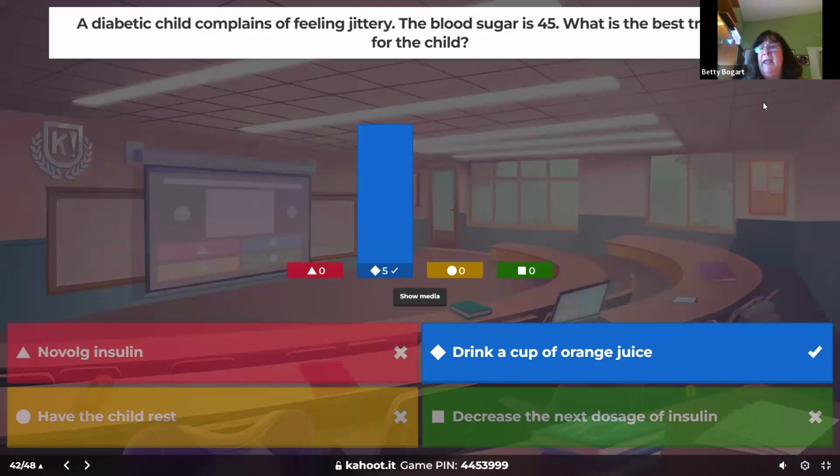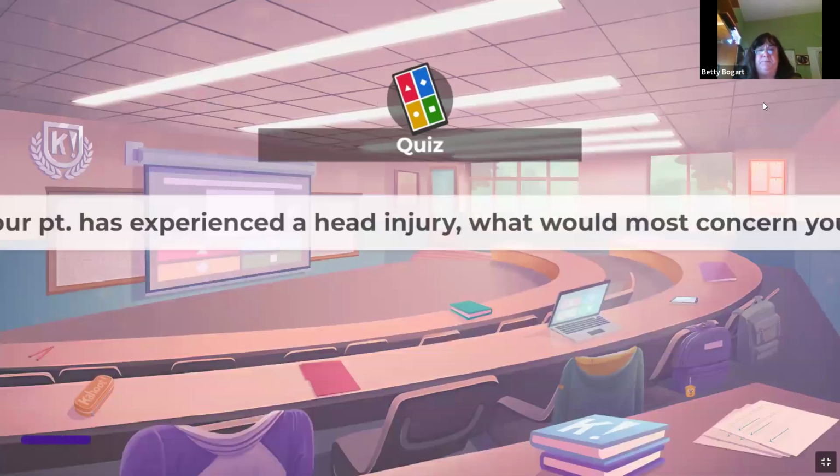But whatever you have at hand, many of the older children have little sugar tablets that they chew, or they carry a hard candy. Something quick, instant, some sugar to get that blood sugar up.